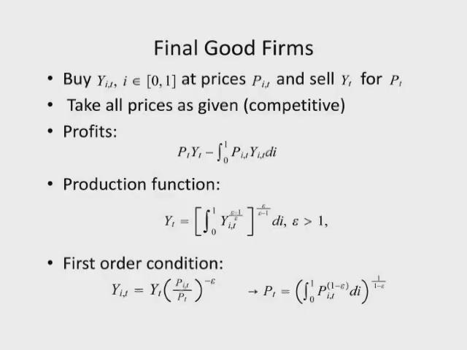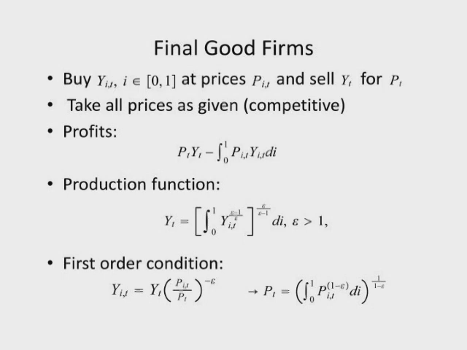So, okay, there are some final good firms here. This is the basic structure of this model. They buy all these intermediate goods. They buy them at prices Pi, then the final good producers sell Y at price P, and they use this production function here. This is their profit function here. They use this to produce this stuff, and here is their production function. So this is the standard kind of setup here.